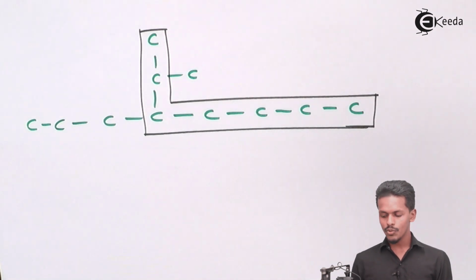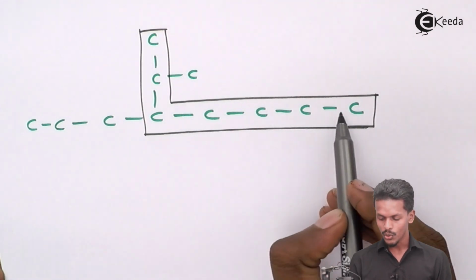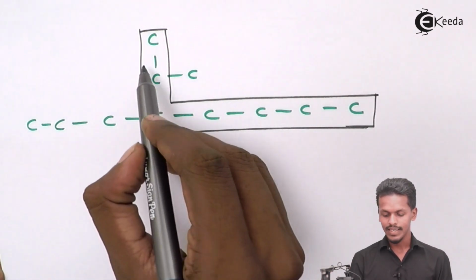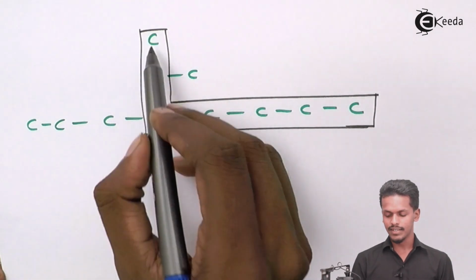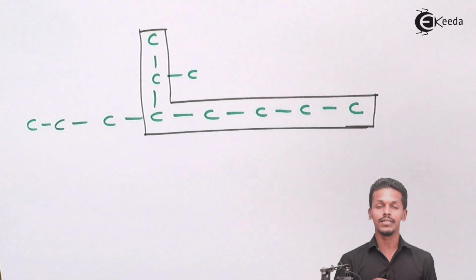If I have chosen this to be the longest chain, then the total number of carbons is 1, 2, 3, 4, 5, 6, 7. So there are 7 carbon atoms in this longest chain if I have chosen by rule number 1.